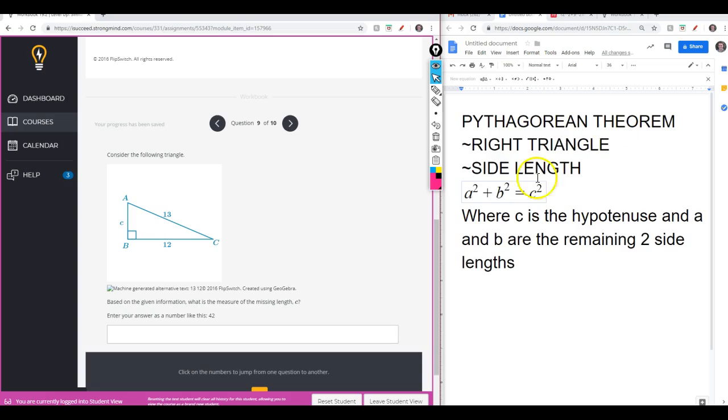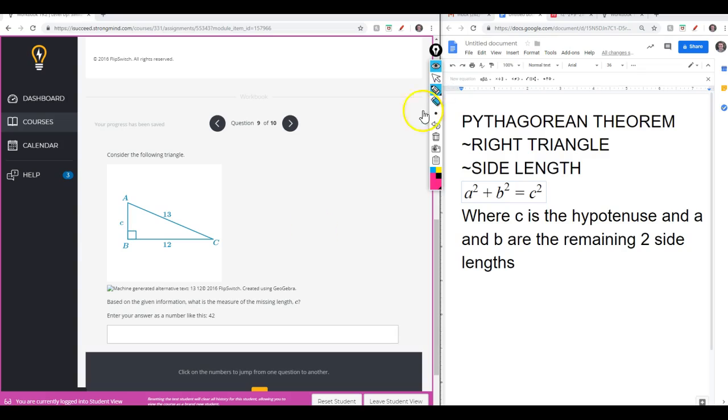to the Pythagorean theorem. Do we have a right triangle? Yes. Am I finding a missing side length? Yes. So then I have a squared plus b squared equals c squared, where c is the hypotenuse and a and b are the two remaining sides.